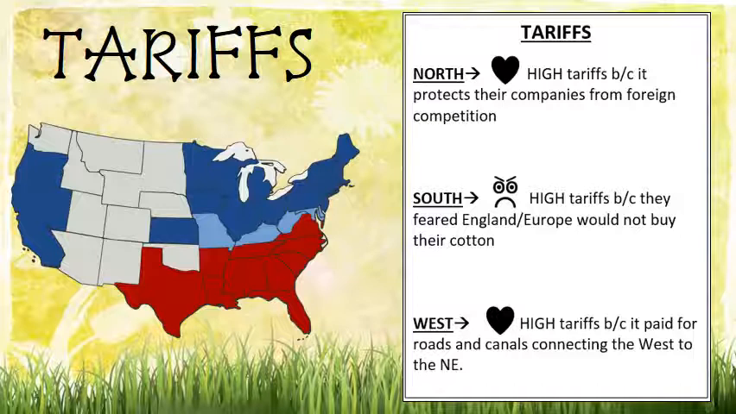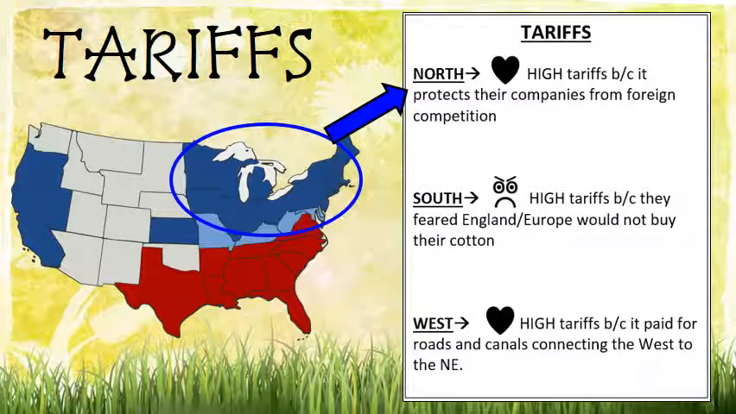So in the North, we have this love for high tariffs. The reason they love high tariffs in the North is because it protects their companies from foreign competition. If you have on the shelf American-made products as the cheaper product, cheaper than, let's say, Great Britain, then most people are naturally going to buy the cheaper product. And it's going to protect American companies from going under and being destroyed by the competition of these foreign companies.